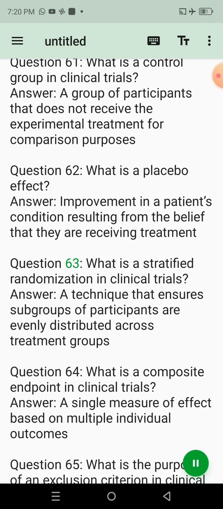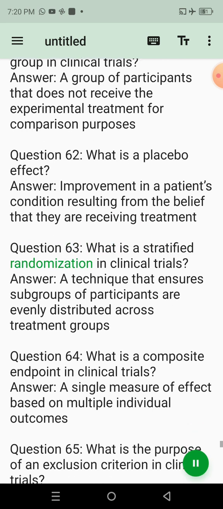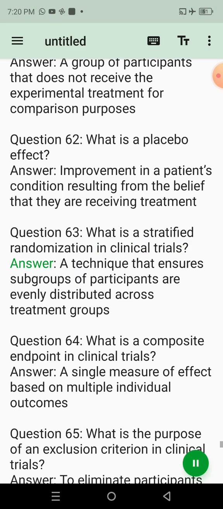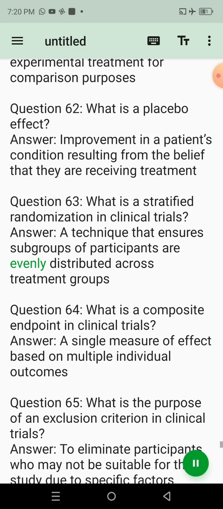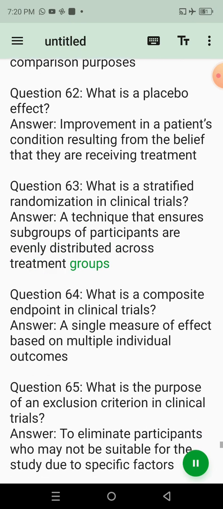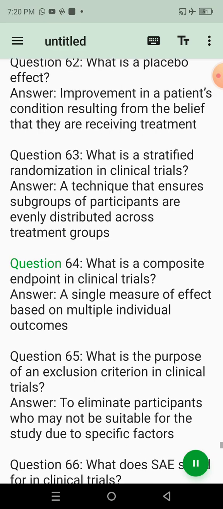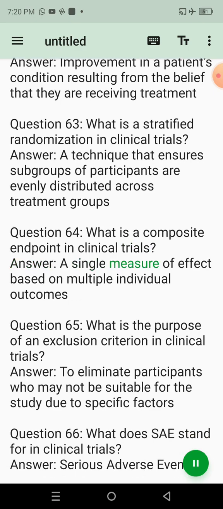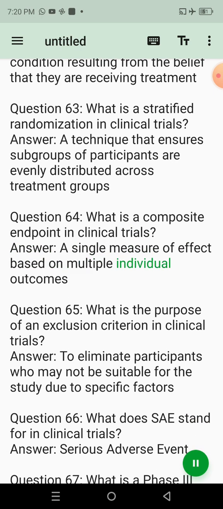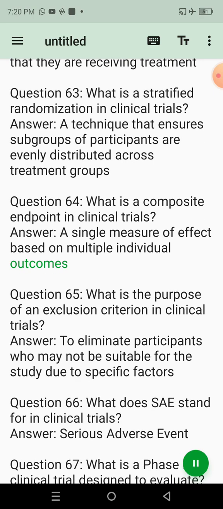Question 63. What is a stratified randomization in clinical trials? Answer: a technique that ensures subgroups of participants are evenly distributed across treatment groups. Question 64. What is a composite endpoint in clinical trials? Answer: a single measure of effect based on multiple individual outcomes.